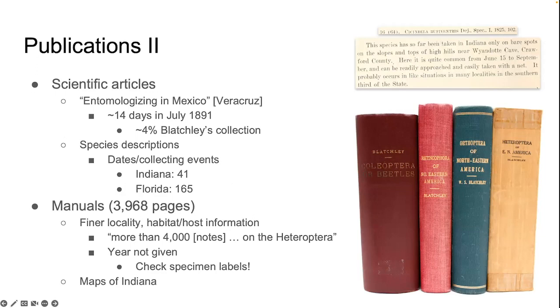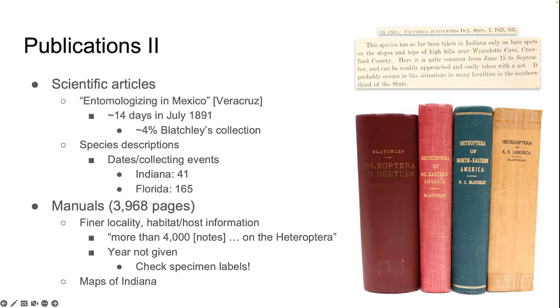Second, Blatchley wrote scientific articles. However, these are largely biased towards his species descriptions, with one exception where in summer 1891, Blatchley collected for about 2 weeks in southern Mexico, and he gives a generalized account of entomologizing in Mexico with an account of many of the species collected. However, many of those specimens are not present in the Purdue collection, frustratingly.